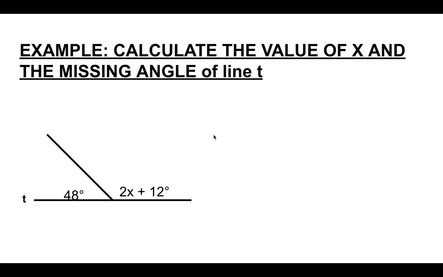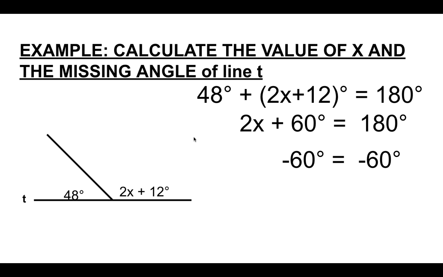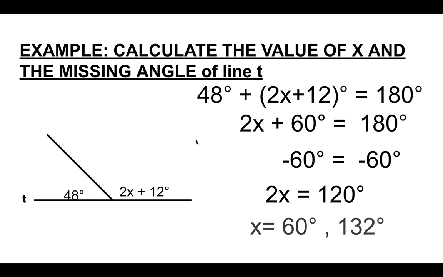Go ahead and calculate the value of X, the missing angle of line T. And again, you should have set it up with 48 plus 2x plus 12 is equal to 180, because again, lines are 180 degrees. I'm going to combine like terms first. I can combine this 48 and this 12, and that's going to give me 60. So now I have 2x plus 60 equals 180. Then I'm going to subtract 60 from both sides. That gives me 120. I'm going to divide by 2, and x is equal to 60.